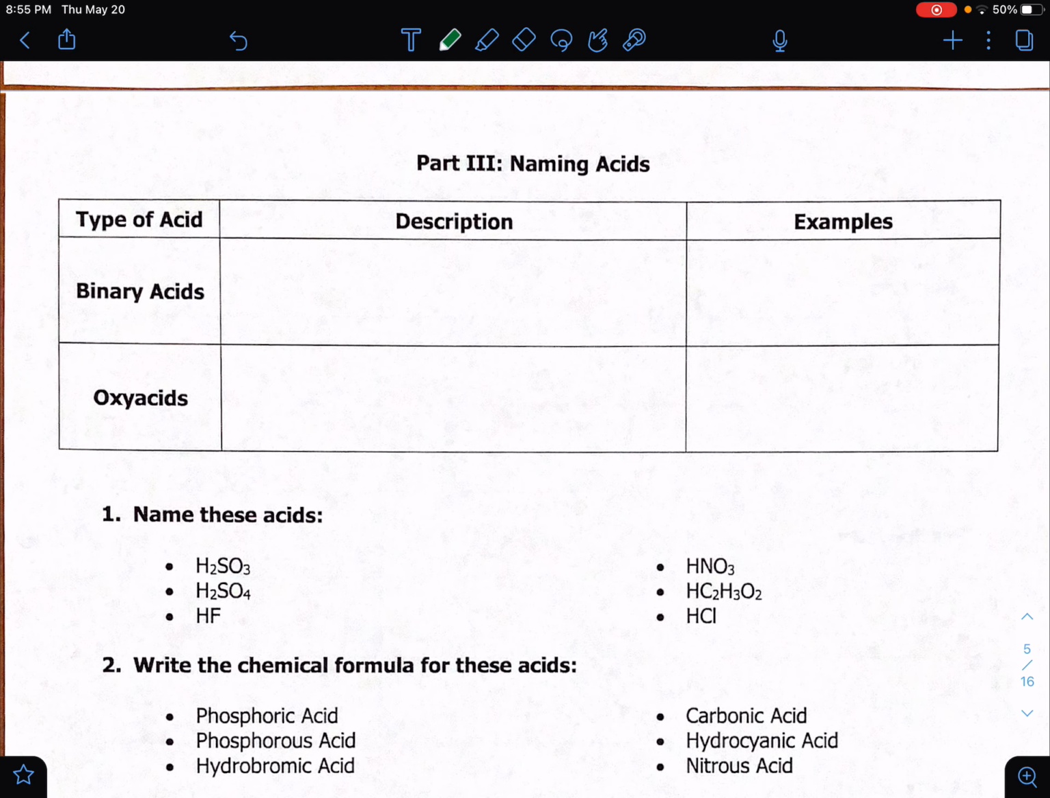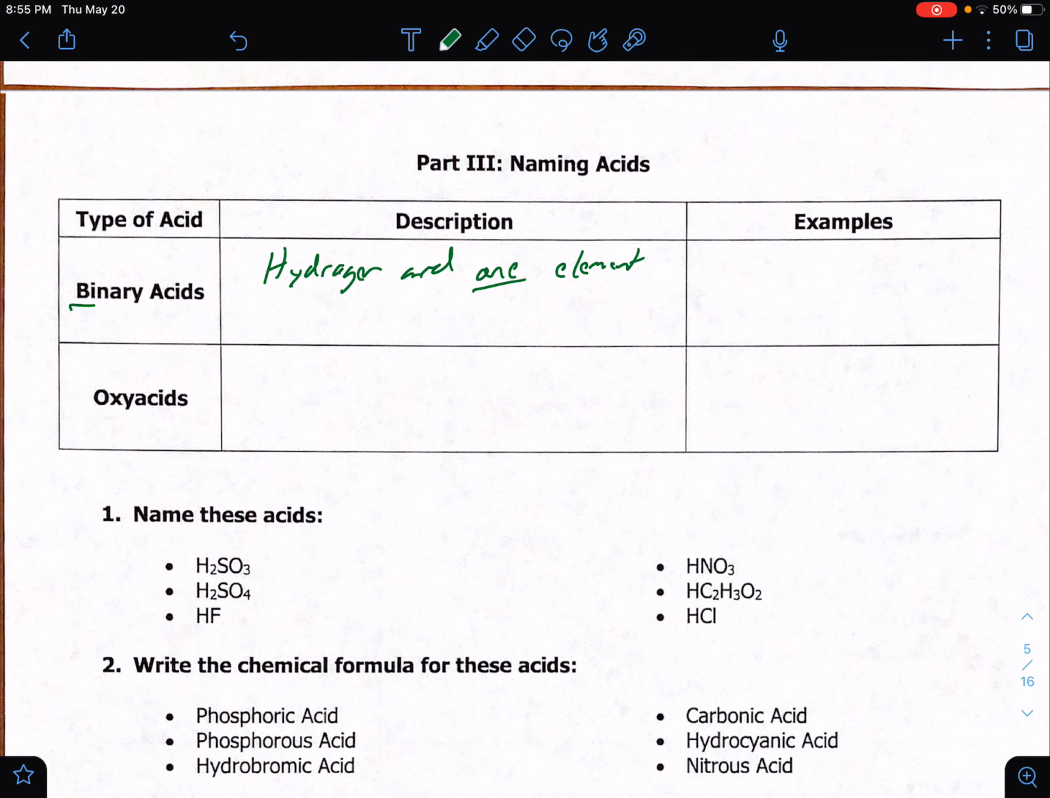Okay, naming acids. So this is probably one of the biggest units where we saw a lot of struggling. So make sure you're paying attention to this if you struggled with acids. So binary acids, remember, bi needs 2. So this is basically just hydrogen. So all acids start with a hydrogen, hydrogen and 1 other element.